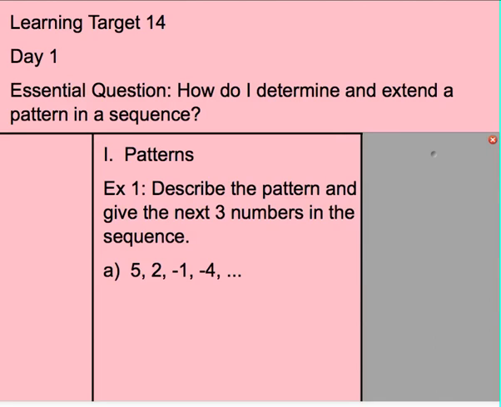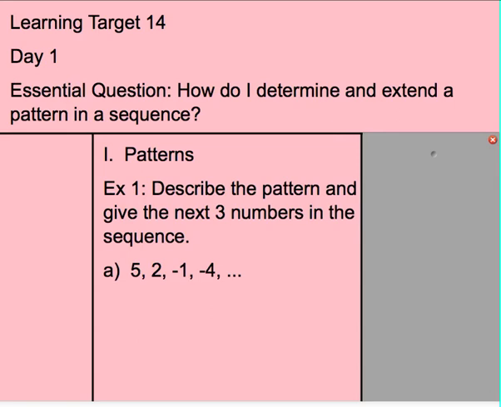So we are on Learning Target 14, Day 1. Our essential question is, how do I determine and extend a pattern in a sequence? So our first example, we've got a sequence, a list of numbers. Our sequence is 5, 2, -1, -4. Our job is to describe the pattern and give the next three numbers in the sequence.